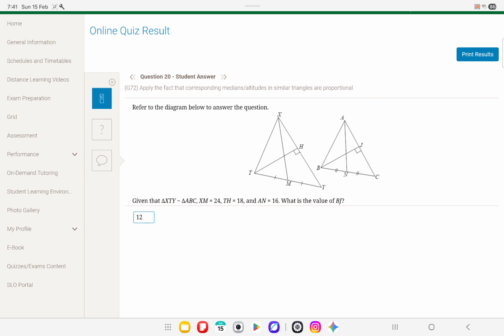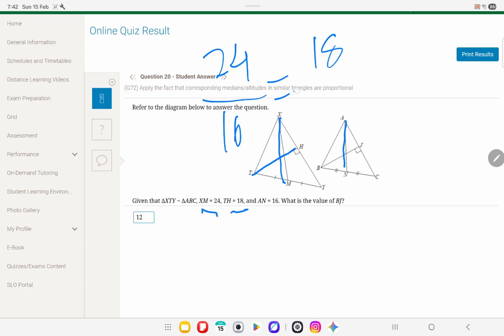So they're giving us that XM is 24, TH is 18, AN is 16, and they want BJ. I said this before, it's the same thing: we just do XM, which is 24, over what is similar, AN. So XM over AN, which is 24 over 16, is equal to TH, which is 18, over what is similar to TH, BJ. And they want the value of BJ. Over BJ, we don't know what it is, so we'll just write it as x.